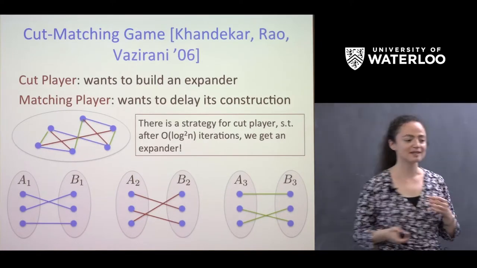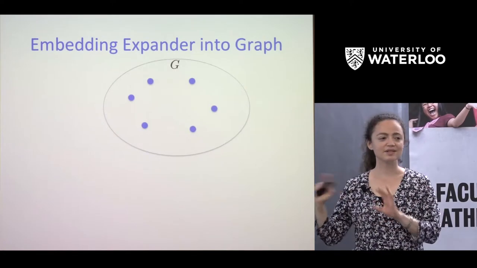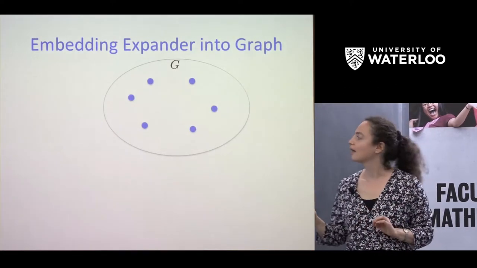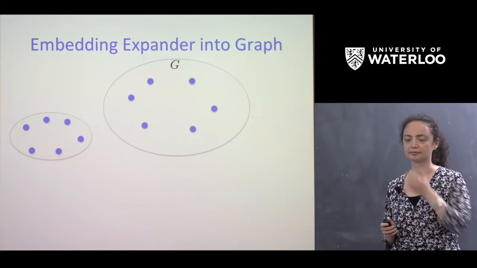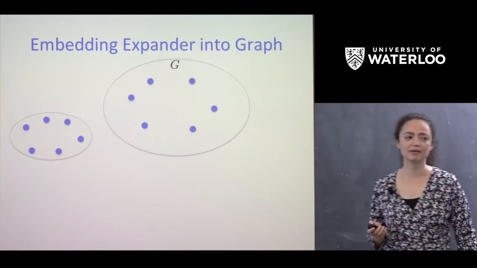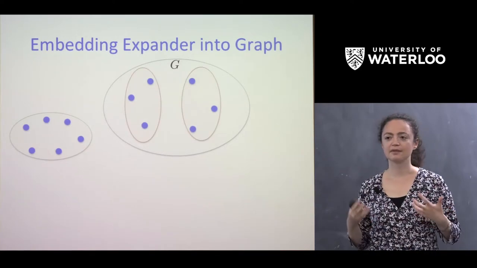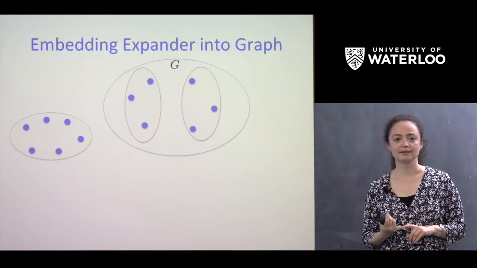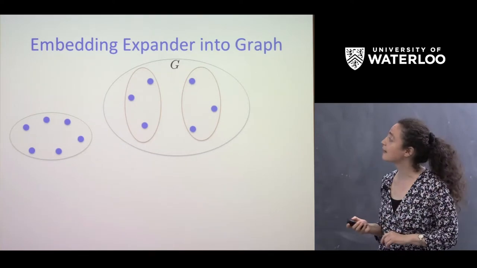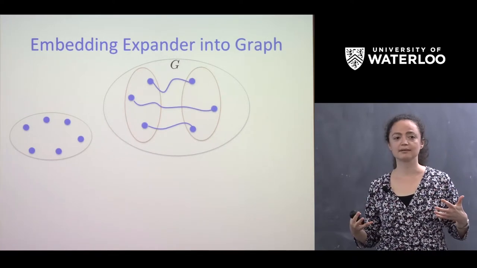So now let's see how this can help me embed an expander into my graph. So this is my graph. These are the terminals. They're well linked. I want to define an expander over the same set of terminals. And I'm going to play the cut matching game. So first, the cut player computes a bipartition of the terminals into two subsets of equal size. But the terminals are well linked. So because they're well linked, I can connect terminals on the left to terminals on the right by disjoint paths.